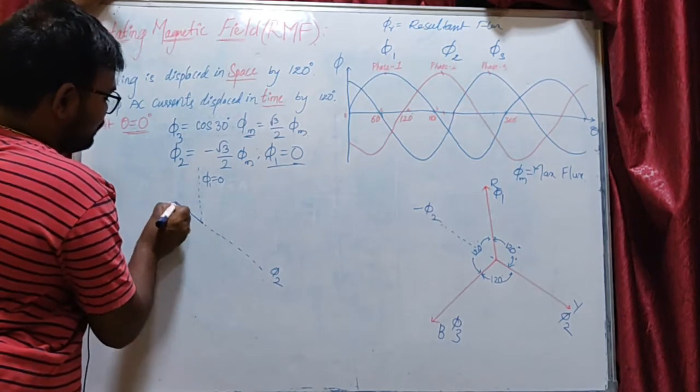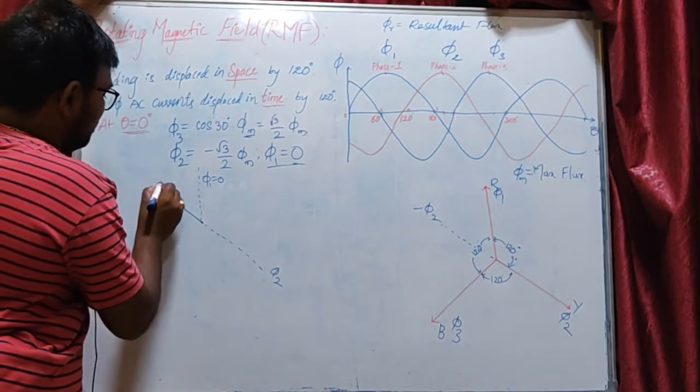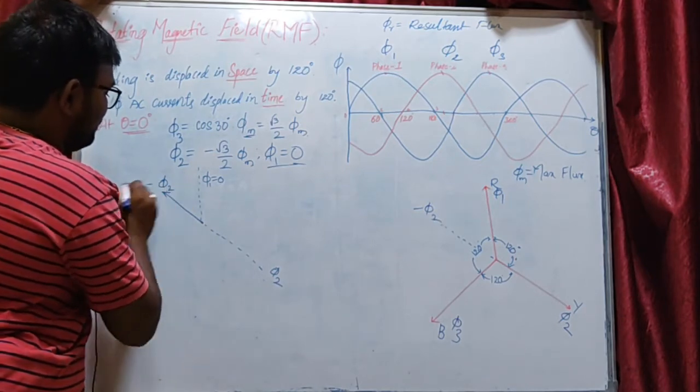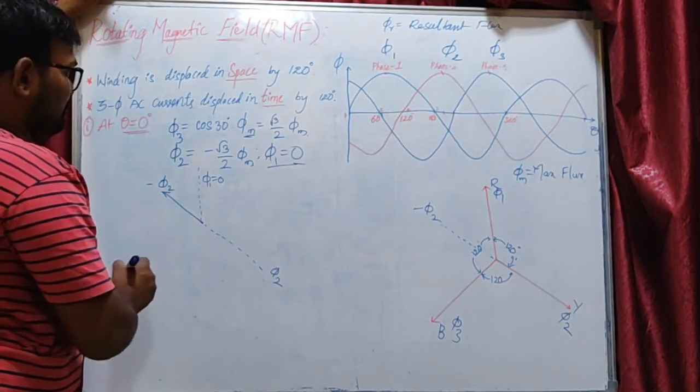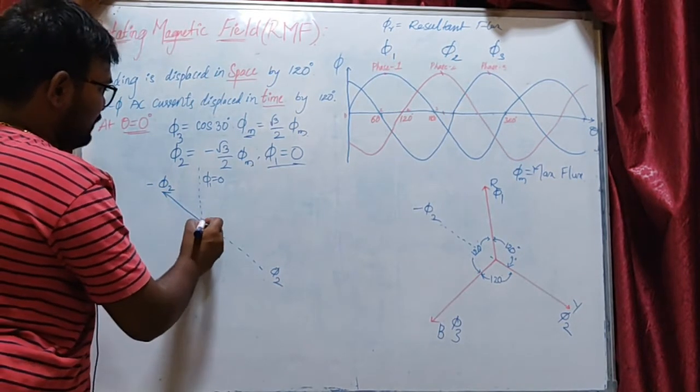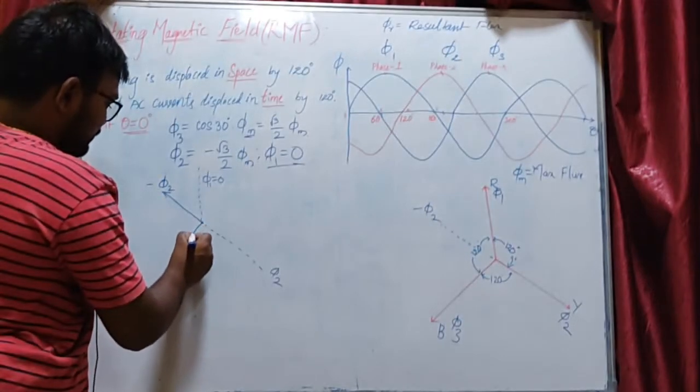The negative will be opposite to the maximum value, the positive value. So, this is minus pi 2. And what is pi 3? Pi 3 is a positive value, that is the original value.